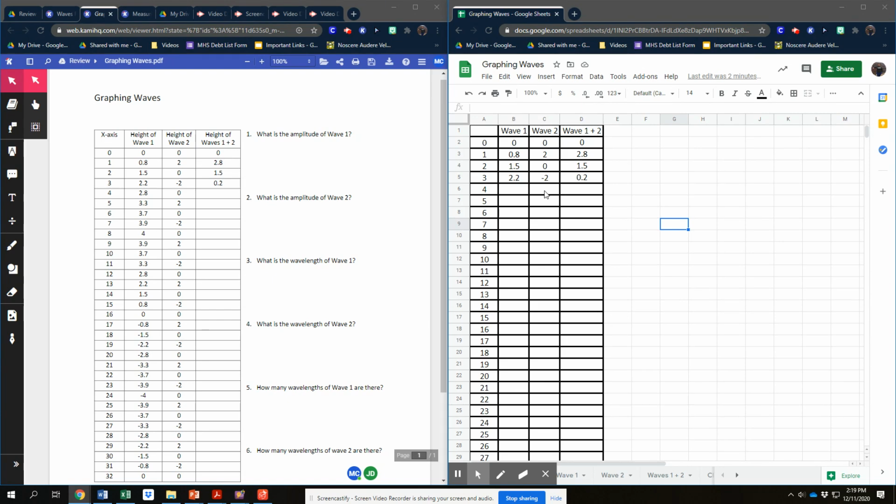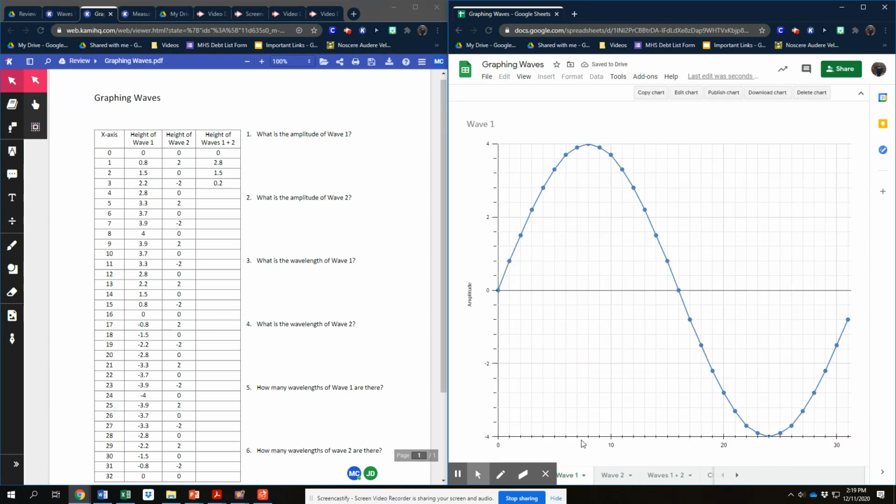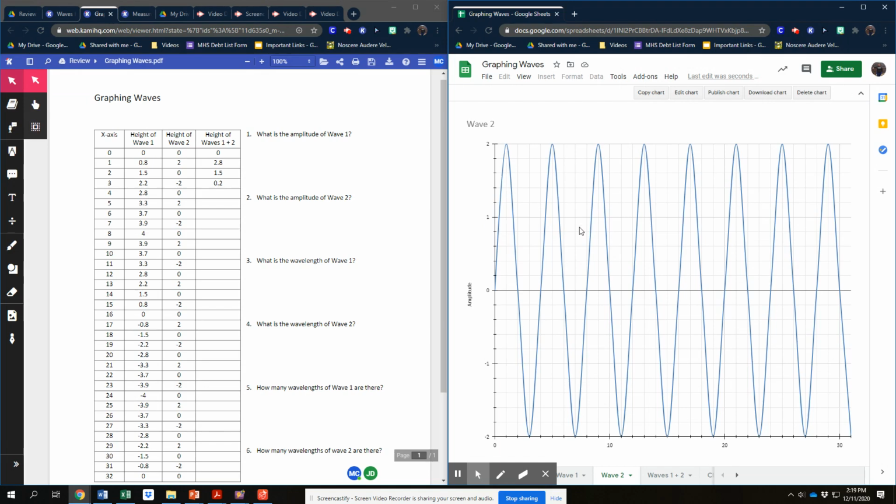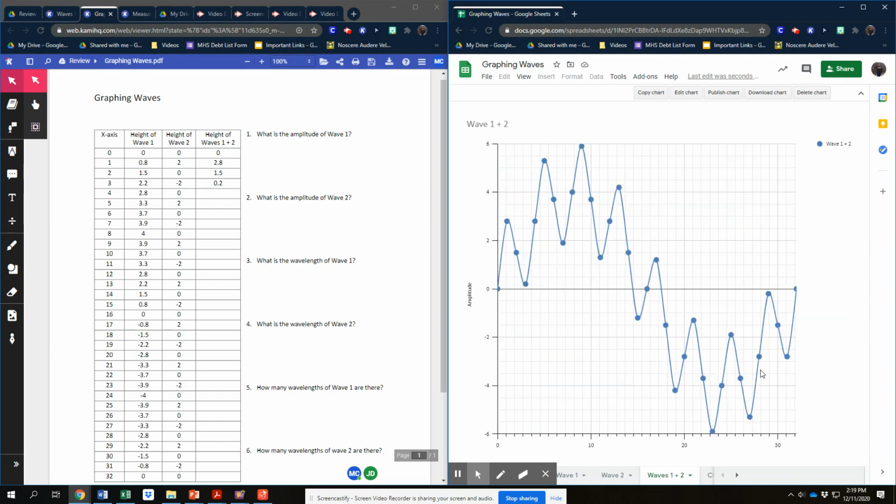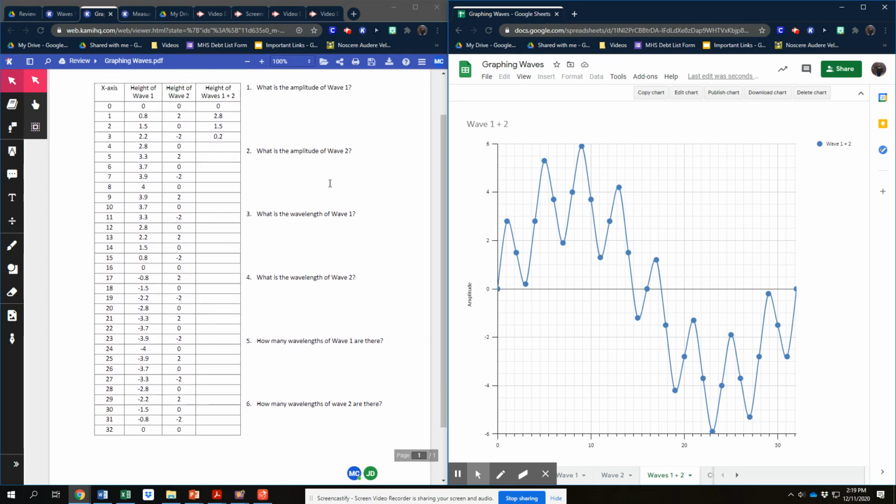When you do that, these graphs will start to populate on their own. So you'll want to make some observations about this graph for wave 1 and the graph for wave 2. And then look at what happens when we put those two together. Okay? So you'll need to answer these questions here. So that is how to do the graphing waves.